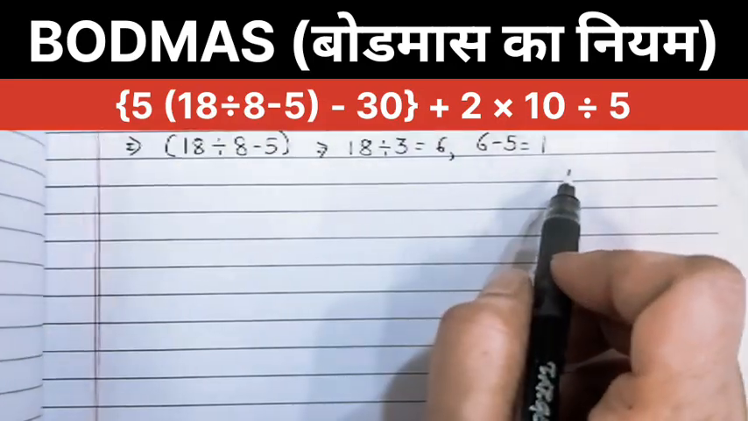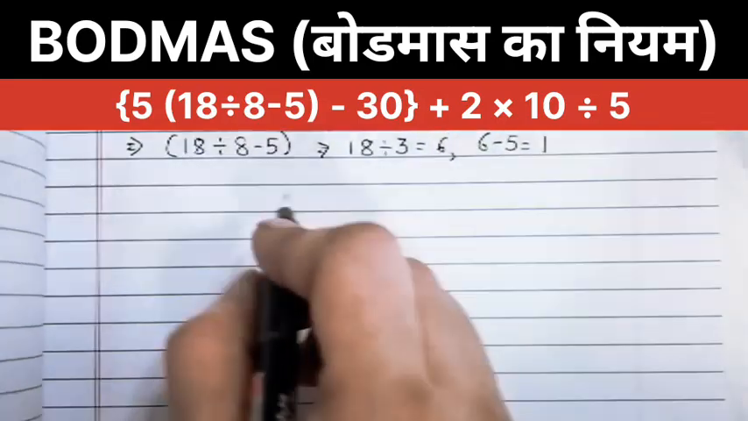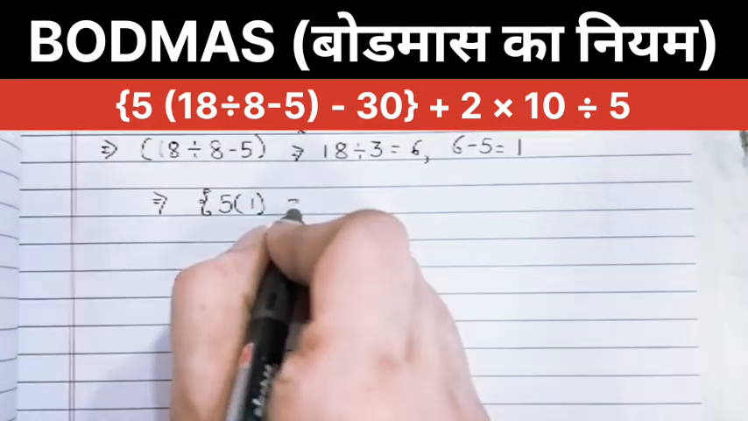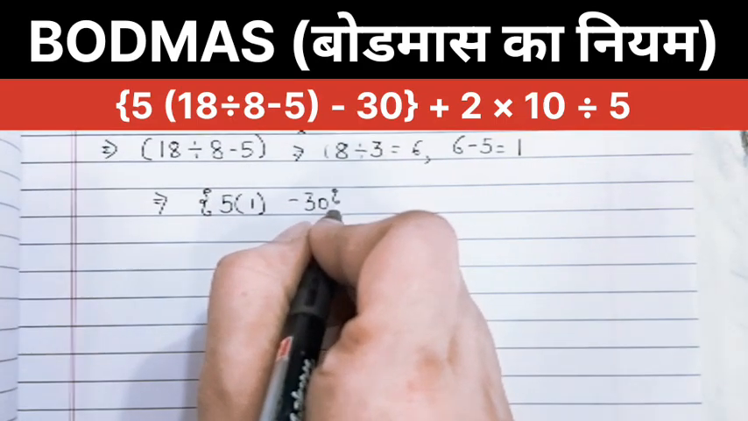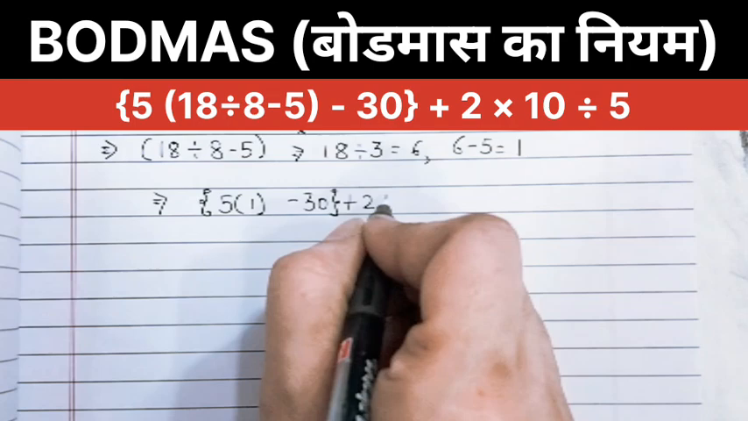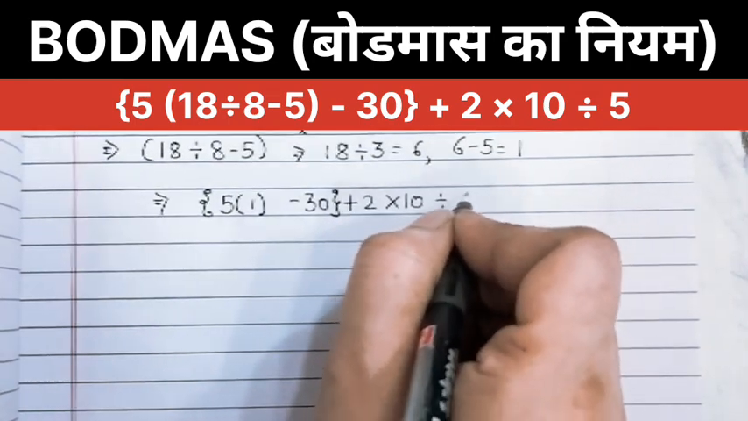Now, in conclusion, the innermost bracket simplifies to 1, and the expression then becomes 1 minus 30, curly bracket, plus 2 multiplied by 10 divided by 5.